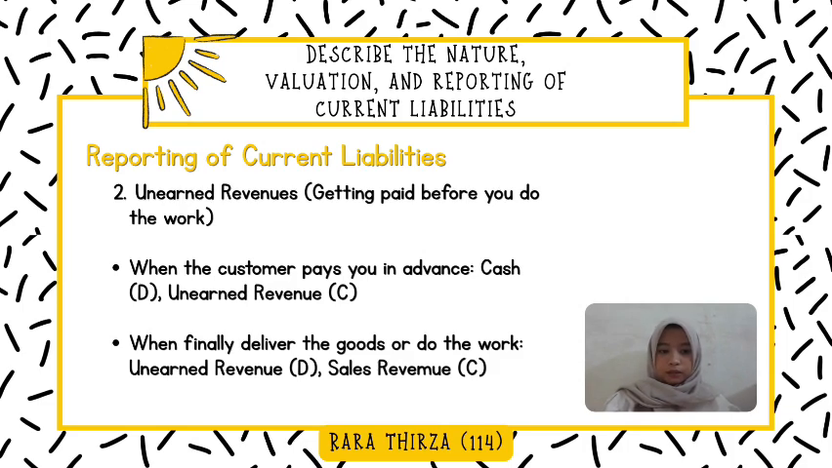Okay, the second current liability that we are going to discuss is unearned revenue. This is revenue that is paid before we do the work. When the customer pays us in advance, we record cash in debit and unearned revenue in credit. Then when we finally deliver the goods or do the work, we record unearned revenue in debit and sales revenue in credit.